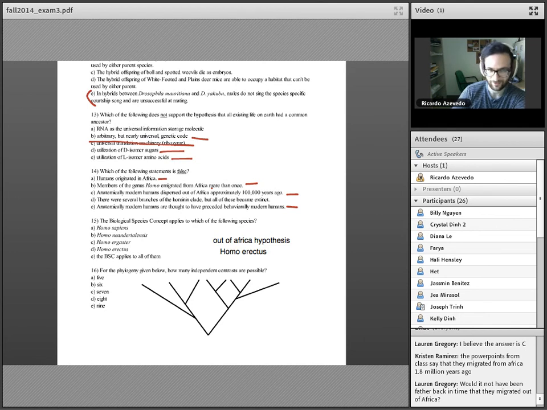Biological species concept. Which of the following applies to which of the following? Lawrence says that D is listed as correct. Where is D? Yes, so D is correct. That seems a little bit weird, but I mean, this is the least. Lawrence says he believes the answer is something else.